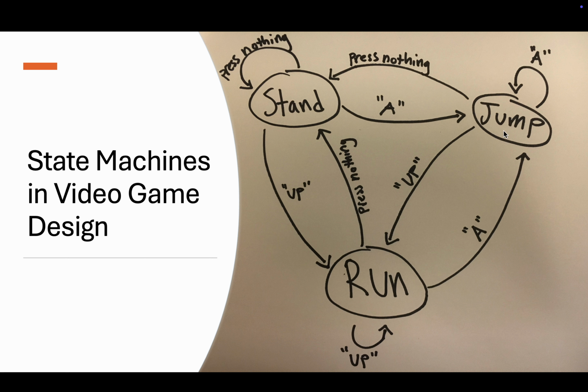If we go from jumping and we press the up button, we go over to running here, and then we can jump again. From jump, we can press nothing, and then when jump is completed, we can go back to standing. If we're standing, we can press nothing and stay standing. So this is a way to describe how inputs at different times and different states of a character will behave.